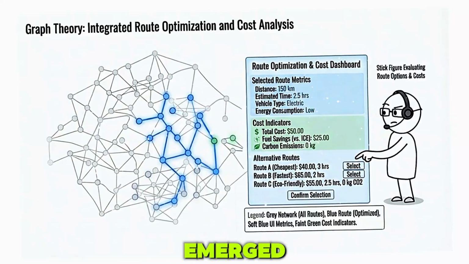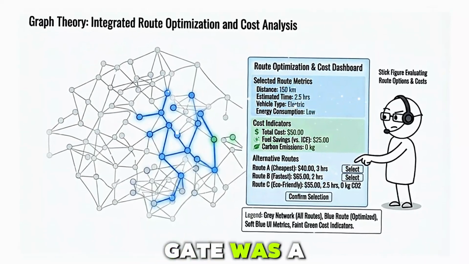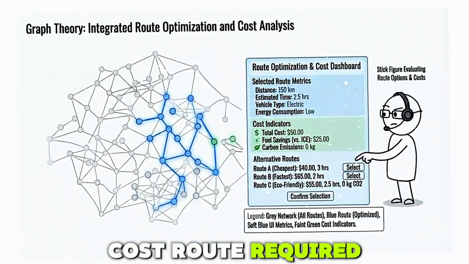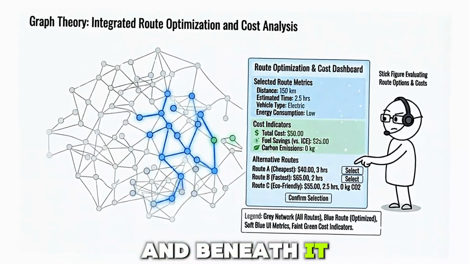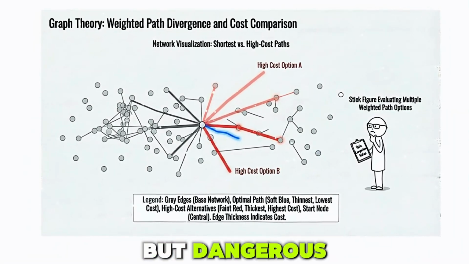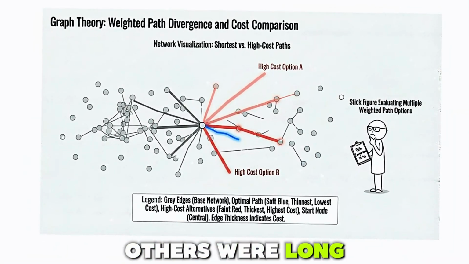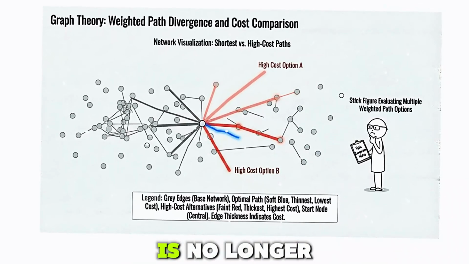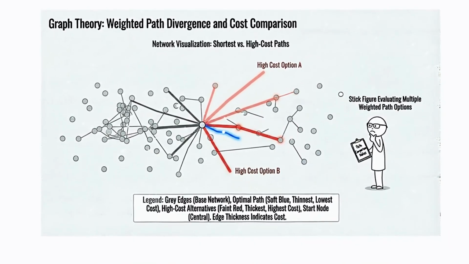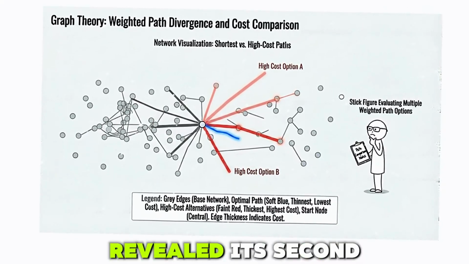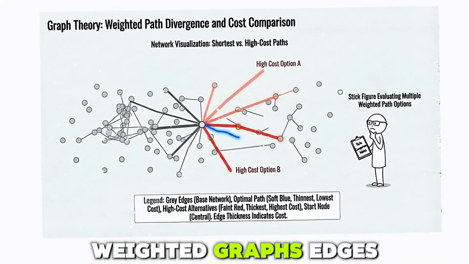But another layer emerged. Next to the gate was a digital panel. It displayed minimum cost route required, and beneath it, multiple possible paths appeared. Some were short but dangerous, others were long but stable. Stickman hesitated. This is no longer an Euler problem. This is optimization. Now graph theory revealed its second face, weighted graphs.